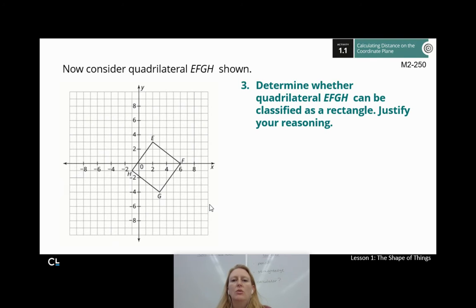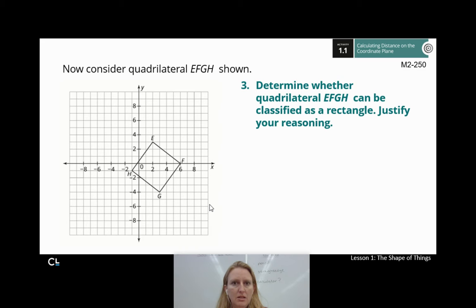So we're going to go over to page 250. And again, I do apologize. We're going to be jumping around a little bit. We're going to go over to page 250, and I want you to determine whether this quadrilateral, EFGH, can be classified as a rectangle. And I do want you to justify your reasoning. Now, you could totally use distance formula on these. That would be okay. But I think because we know rectangles have right angles, we know that the sides are perpendicular, right?